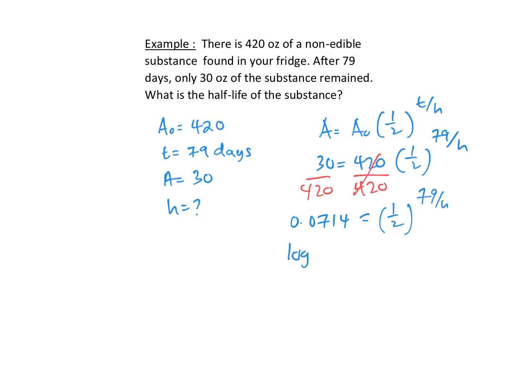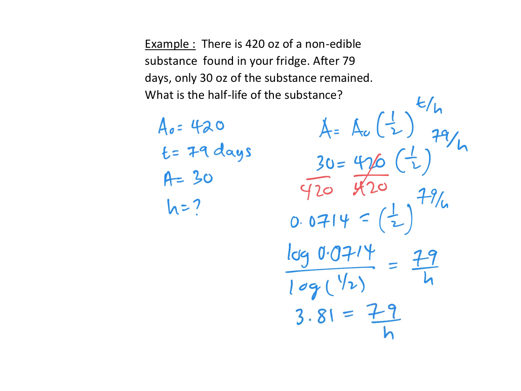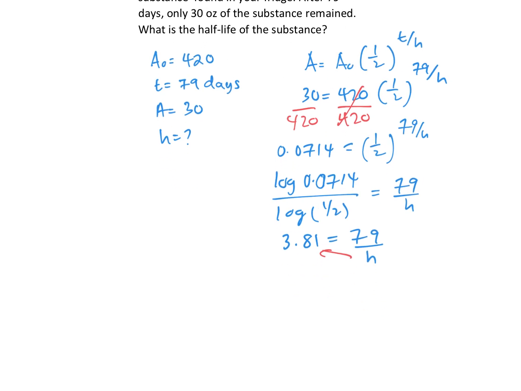And then we'll take log of the answer divided by log of the base equals the exponent. So I will type that into the calculator. Log 0.0714 divided by log 1/2 is 3.81. That equals 79/h. And then we will cross multiply. Now this time when we cross multiply, we do not get the h by itself. We get 3.81h equals 79. So we have to do one more step by dividing by 3.81. And then we can find the half-life to be 20.7 days.